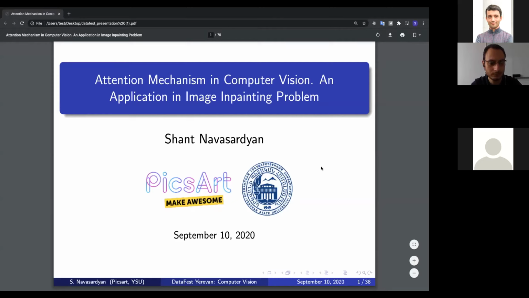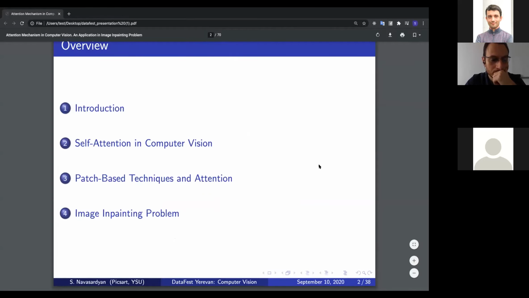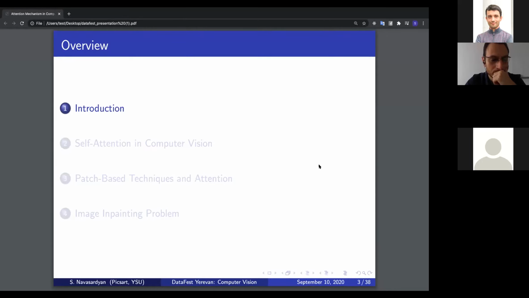My name is Shant. I'm leading a group of computer vision scientists at PicsArt. Also, I'm giving lectures at Yerevan State University on computer vision topics. Today we will talk about attention mechanism and patch-based techniques in computer vision, and also we'll talk about an application in the image inpainting problem.